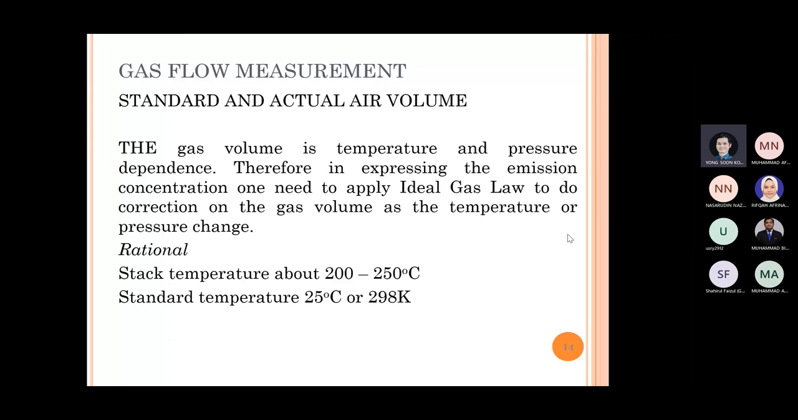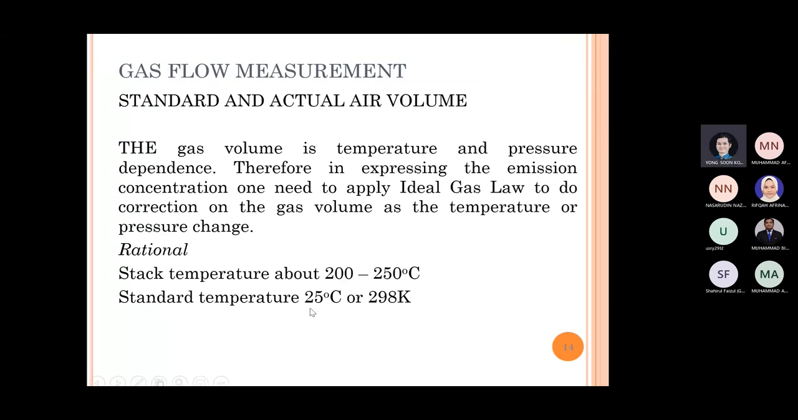So there are a lot of calculations under this chapter that you need to convert into STP, because obviously the emissions are not under STP. Okay, so the gas volume is temperature and pressure dependent, like what we learned under the ideal gas law. Therefore, in expressing the emission concentration, one needs to apply the ideal gas law to correct the gas volume for temperature and also pressure. Like we have seen in the earlier question, the stack temperature, the temperature inside the chimney after combustion, will definitely not be 25 degrees Celsius. It will normally be higher. If not 200, 250, it could be much higher depending on what industry you're in.